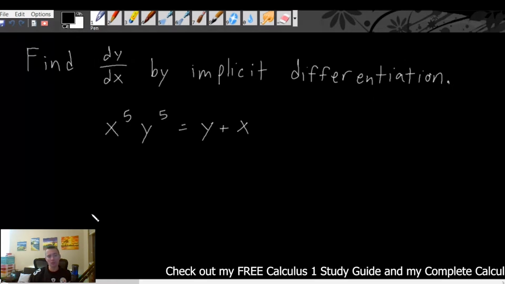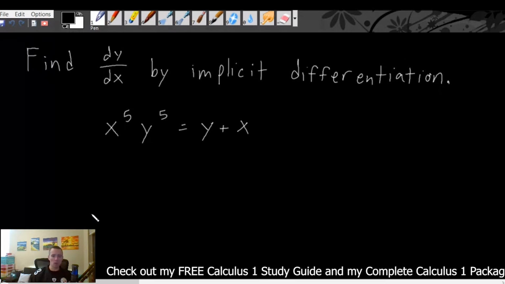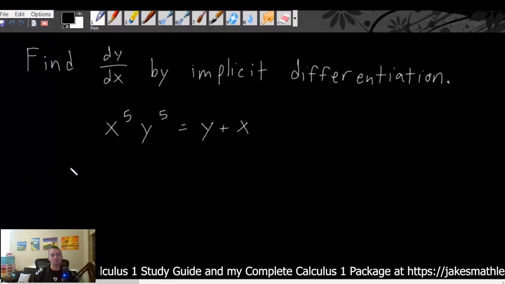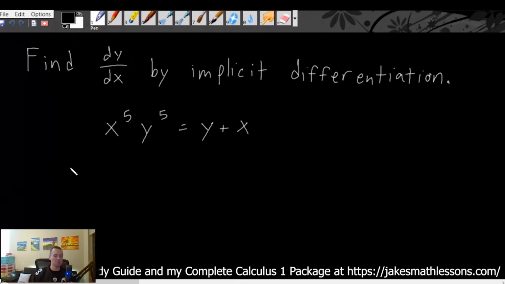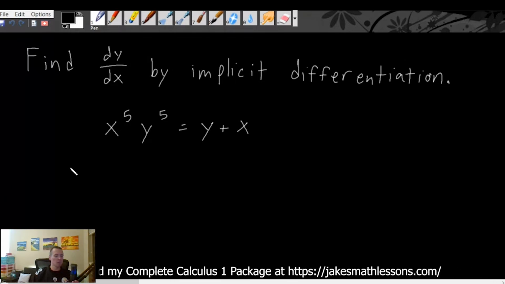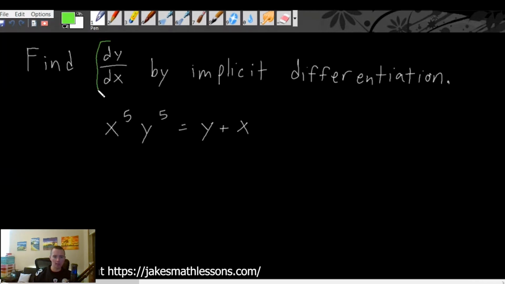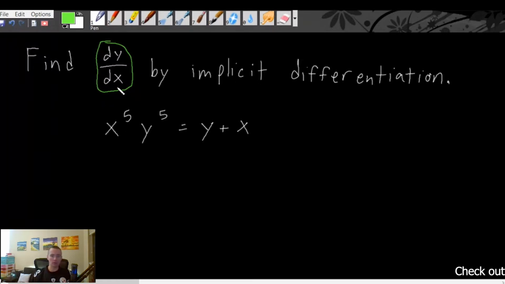So generally these implicit differentiation problems, whenever you're trying to find dy dx, or really d anything over d anything, they're going to follow the same few step process. The first thing we want to do is look at what it's asking us to find. It's asking us to find dy over dx. Well, this one little thing actually gives us a lot of information about what we're trying to find and how to get there.